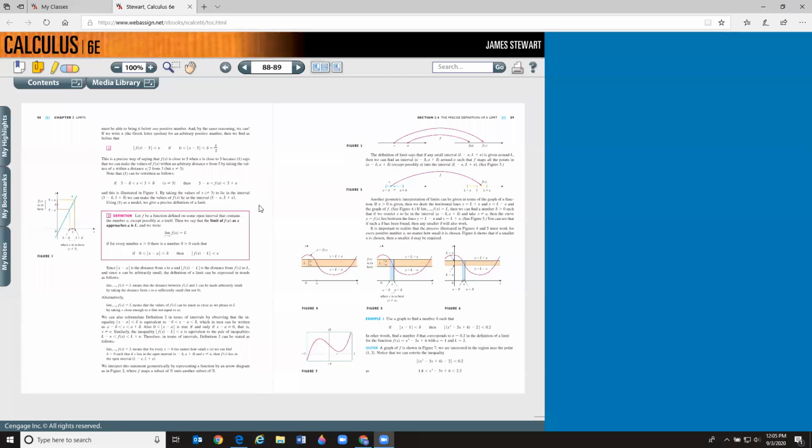If for every number epsilon greater than 0, there is a number delta greater than 0, such that if 0 is less than the absolute value of x minus a, which is less than delta, then the absolute value of f of x minus L is less than epsilon. Okay, there's your formal definition. Let me write this definition down and talk about what it means as we go. Then I'm going to draw a picture and try and graphically give a better explanation as to what it means.